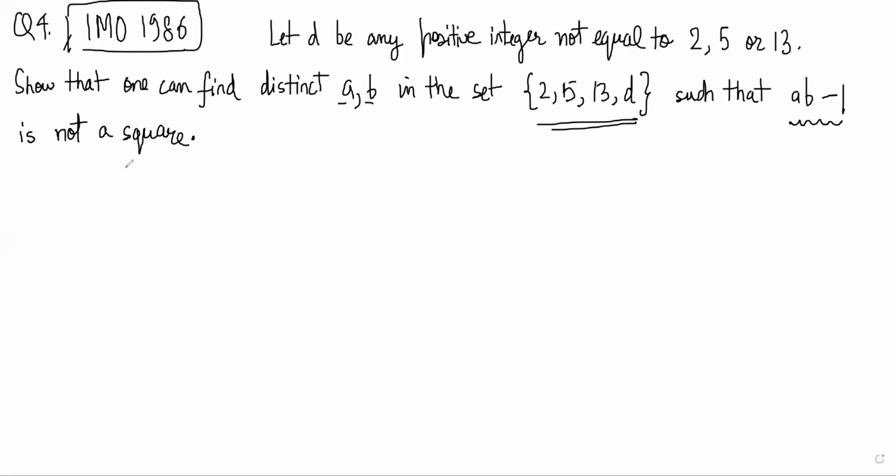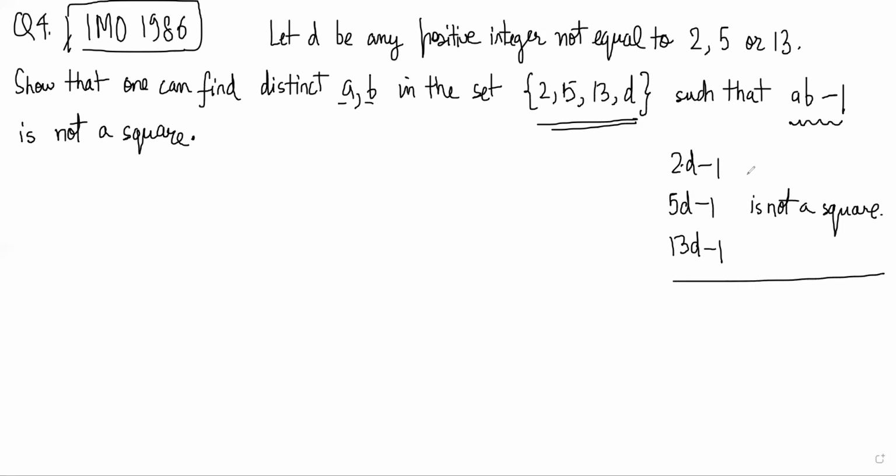But like 2 times 5 minus 1 is 9. The others are all squares anyway: 2 into 13 minus 1, 2 into 5 minus 1, 5 into 13 minus 1, right? So what we need to show is that at least one of 2 into d minus 1, or 5 into d minus 1, or 13 into d minus 1 is not a square, right? At least one.